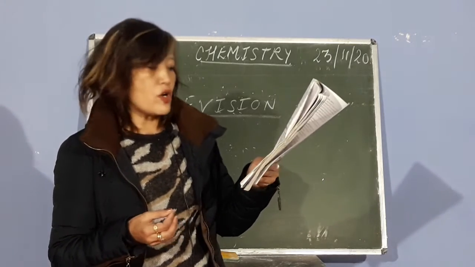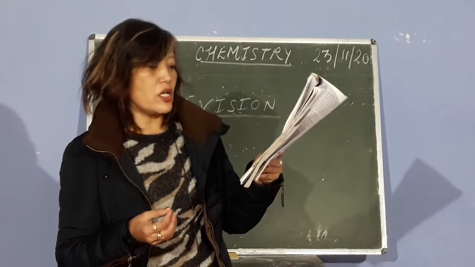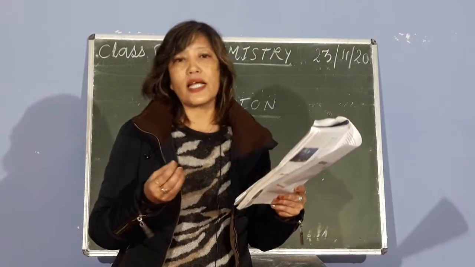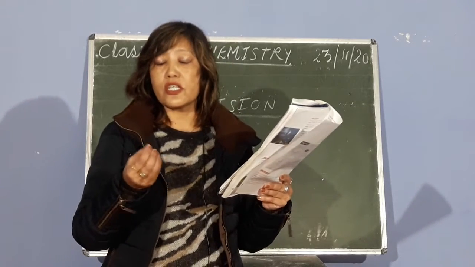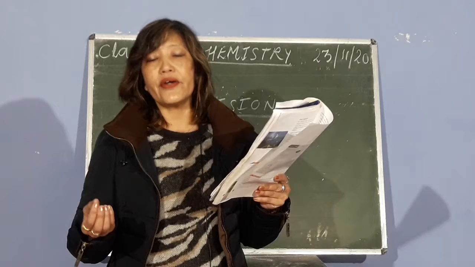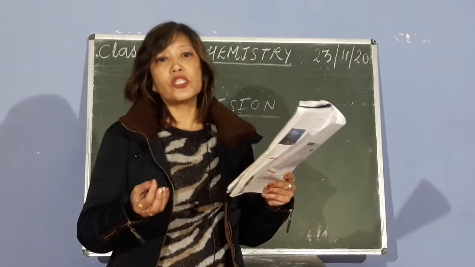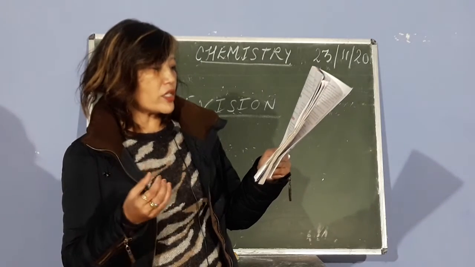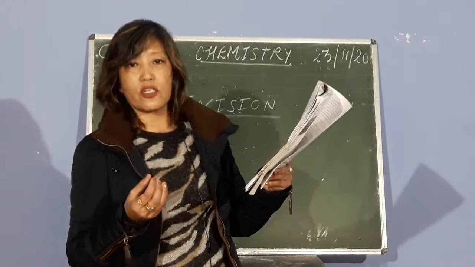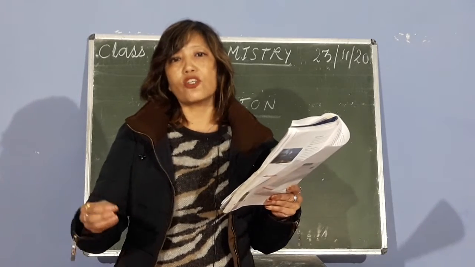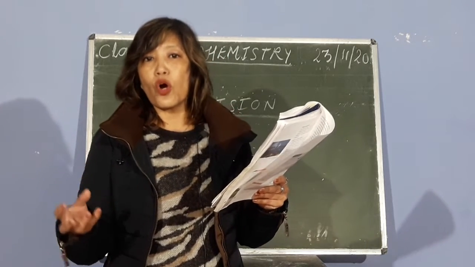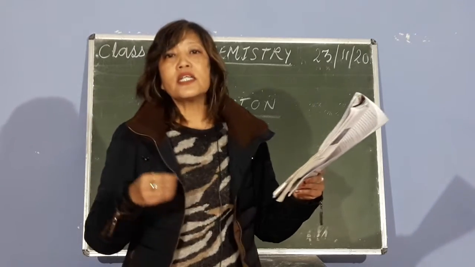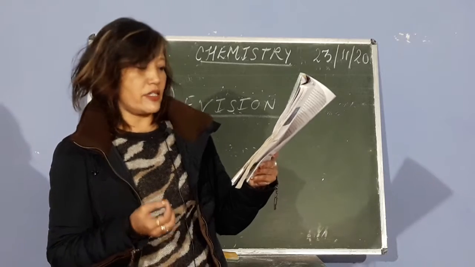Then number 4, what is the substance in which a solute is dissolved called? So what is a solute? Solute is the substance which can get dissolved in other substances. Like sugar is a solute, salt is a solute. Now the question is, what is the substance in which a solute gets dissolved? Sugar can easily get dissolved in water. So what do you call water? Water is a solvent. So here the answer is solvent.